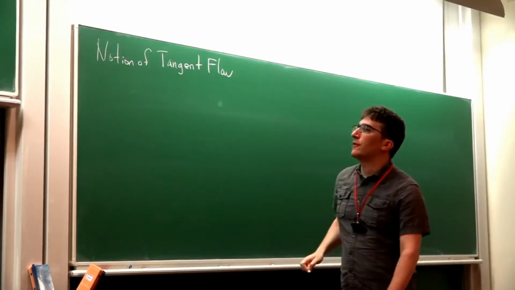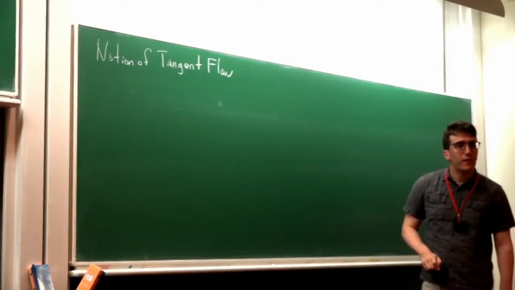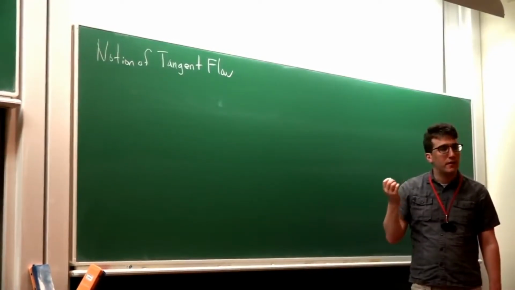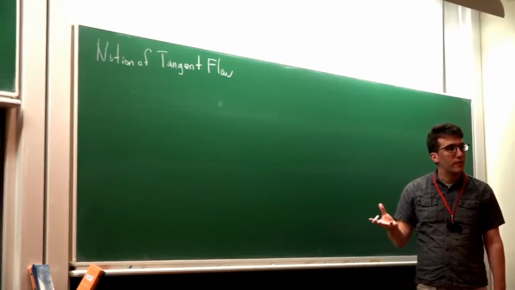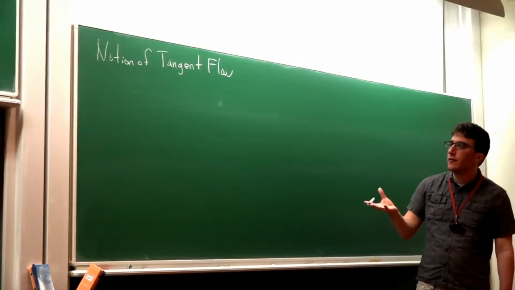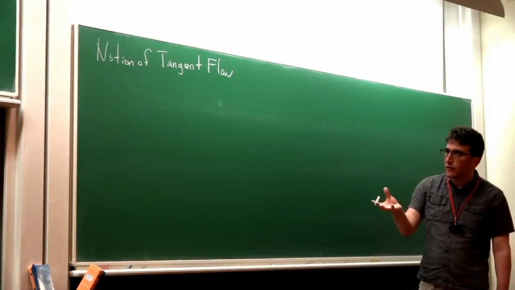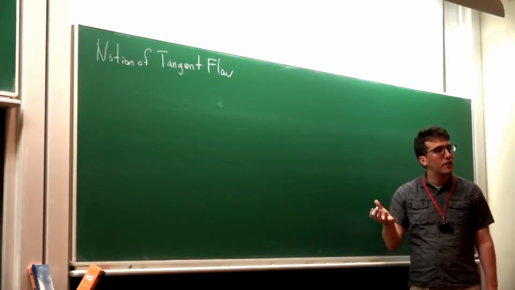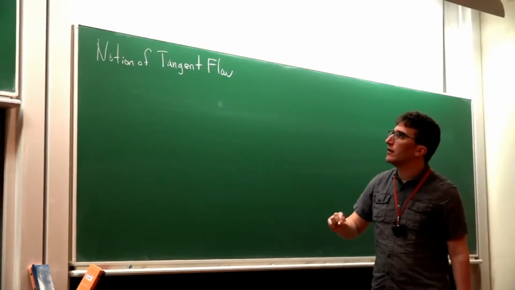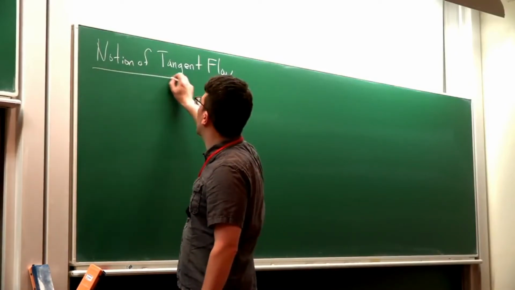If you're familiar with the theory of minimal surfaces, you know there's this concept called the tangent cone of a minimal surface, which says that at a singularity of a minimal surface, you rescale, and you should get a minimal cone. This is the parabolic analog of that. So how does this work?